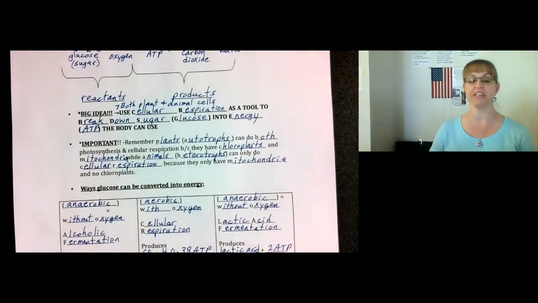The big idea is that both plants and animal cells use cellular respiration. All right, only plants do photosynthesis, but plants and animals use cellular respiration, because even plants have to use the energy. Both types of cells use cellular respiration as a tool to break down sugar or glucose into energy, specifically ATP energy, that the body can use.